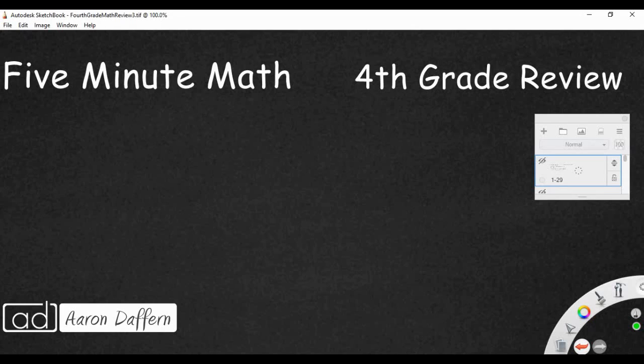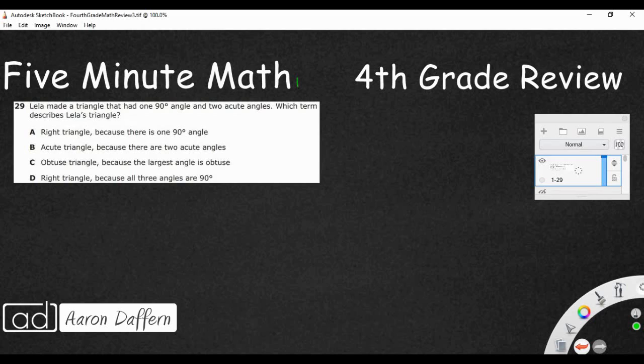Today we are looking at day 9 of our 12-day review of 4th grade math. And as always, we are using items from a 2017 released STAR test from the state of Texas. So today our journey is going to take us into some more geometry.